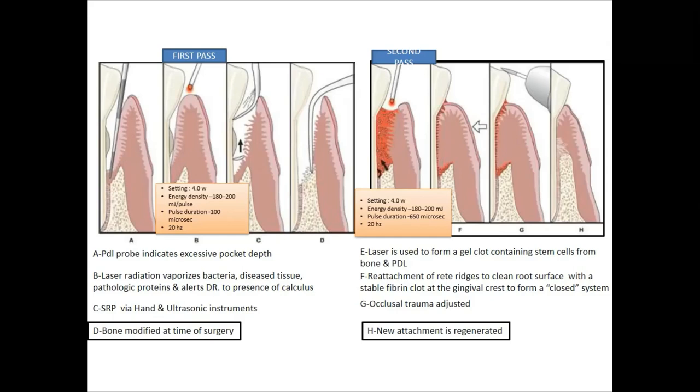Then after this procedure, we'll be doing something known as the second pass. In the second pass, what we are trying to achieve is the formation of a blood clot. We put the tip of the laser as apical as possible to the base of the pocket in order to induce blood clot formation. And this blood clot formation helps in reattachment to the clean root surface area. This will lead to gingival crest formation by a closed system. After this procedure, if any malocclusion or occlusal trauma is present, it needs to be adjusted. And the ultimate result is new attachment regeneration.